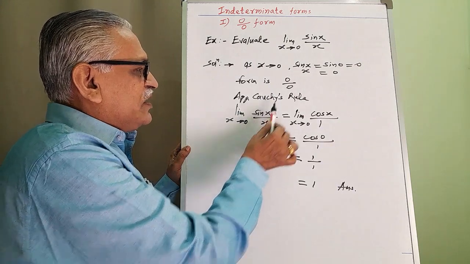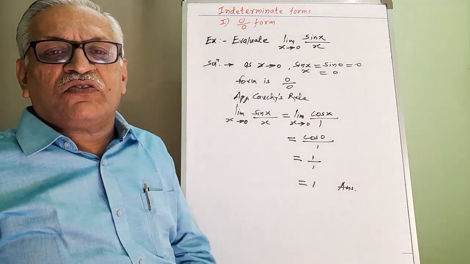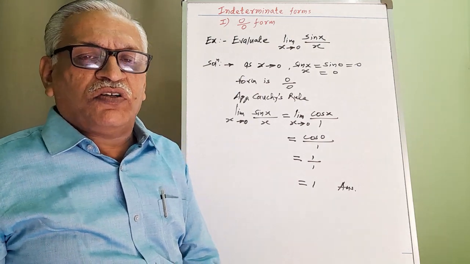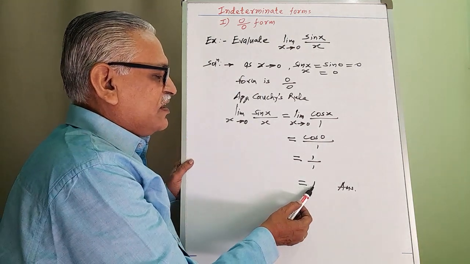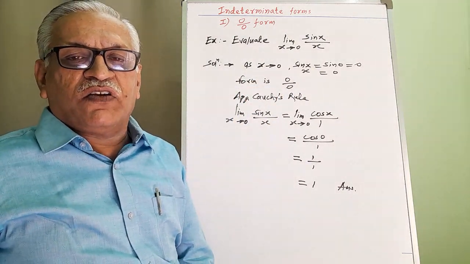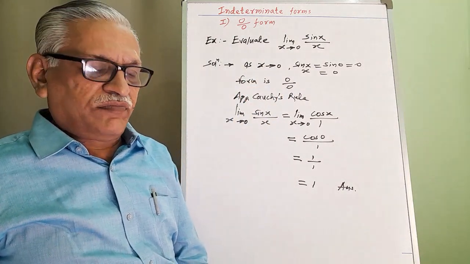Initially that form is 0 by 0, and after applying Cauchy's rule, we get the value as 1, which is other than all the indeterminate forms. Here we stop the procedure.